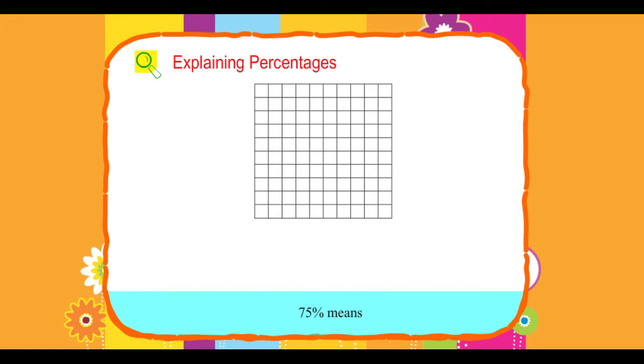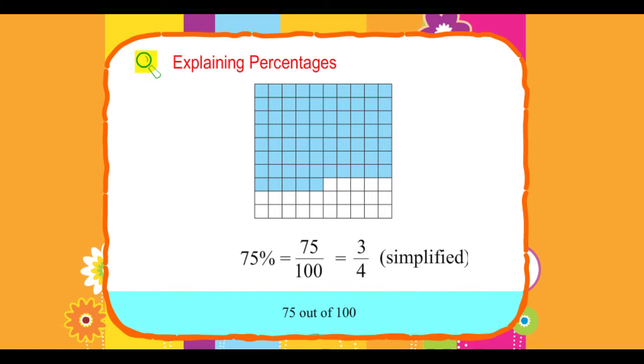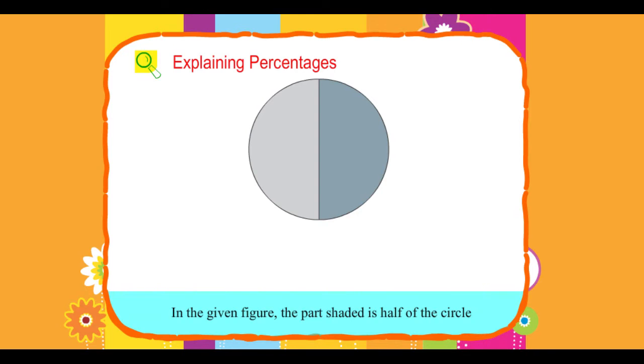75% means 75 out of 100. 75% equals 75 upon 100 equals 3 upon 4. Simplified. In the given figure, the part shaded is half of the circle equals 1 upon 2.